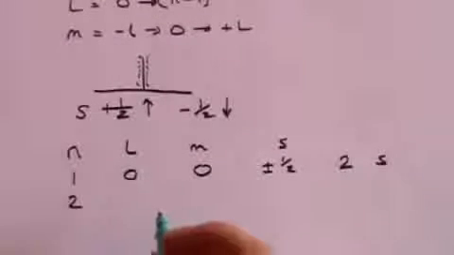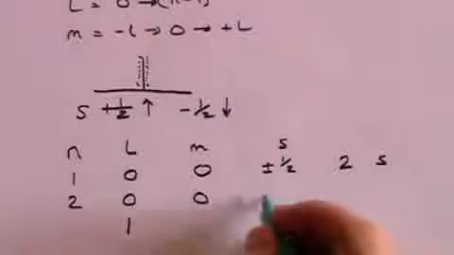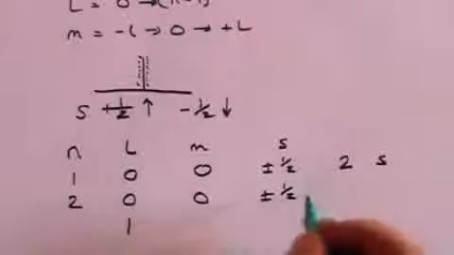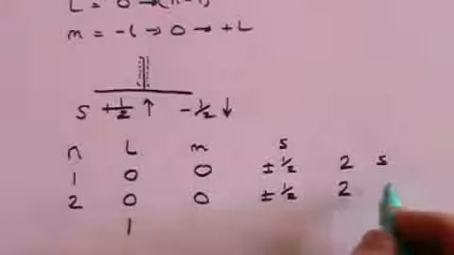Now let's have a look and see what happens when n is 2. Now you've got two options for L. It can be 0 or 1. If L is 0, M must be 0. And once again you can have up or down electrons, which means there are two possible states for electrons here. And again, that is an S shell because L is 0.